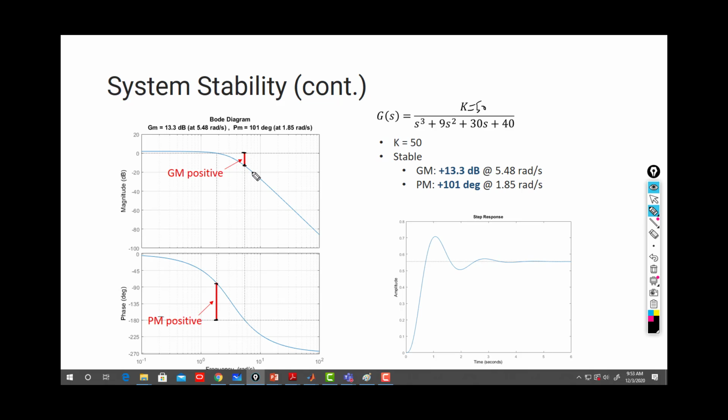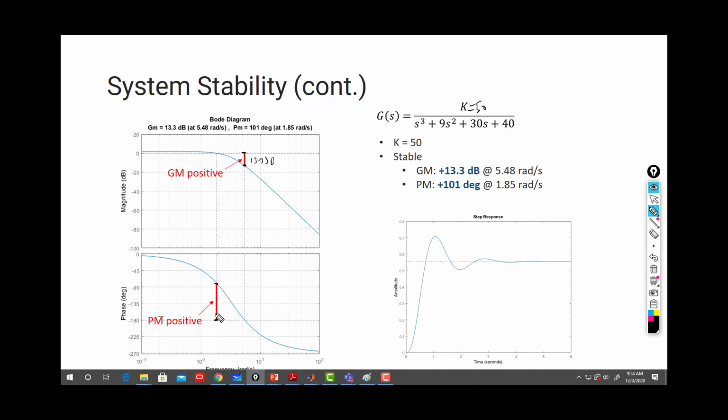So, as I told you maybe last time, if we are below the 0 decibel, then my system is stable. That's by definition. We don't want to see the derivation for it, it's not required. If we are below 0 decibel, it means your gain margin is positive. So you count the distance from here to here, and it's 13.3 decibel at this specific frequency.